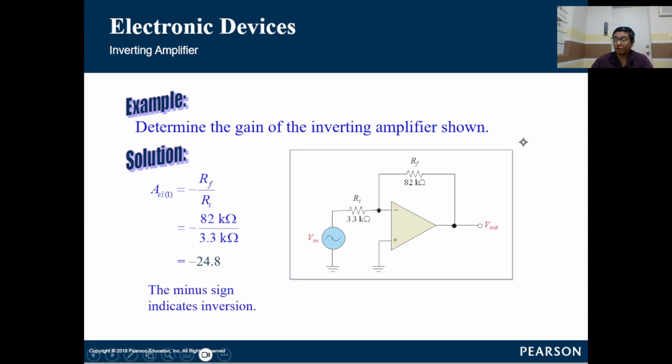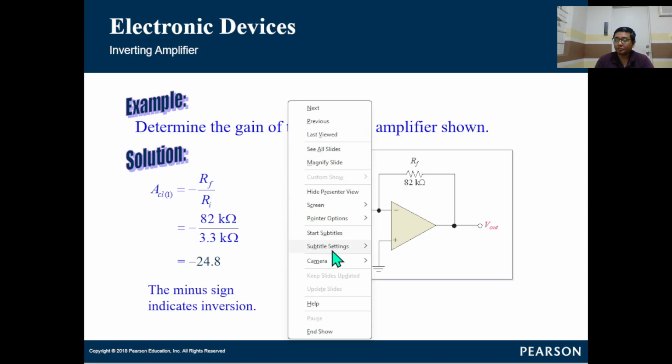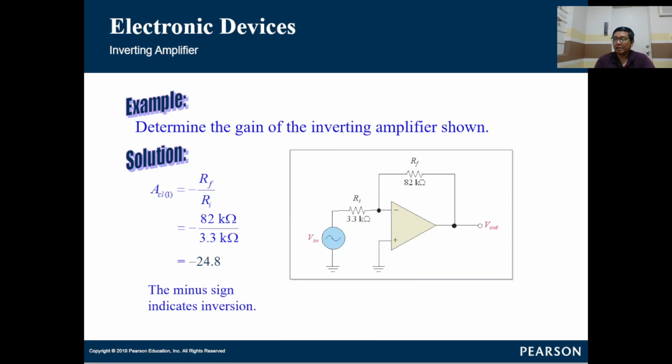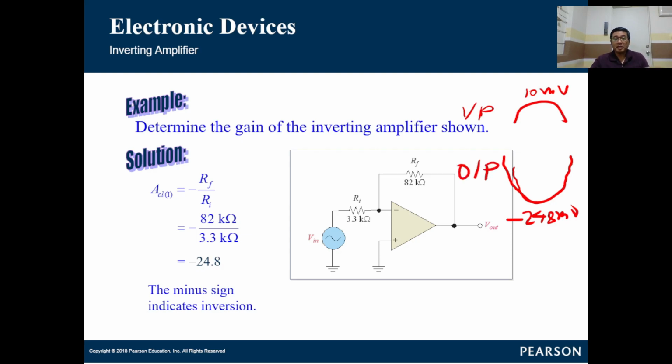inversion or phase shift. So if we have an input of, let's say, 10 millivolts for the positive half cycle, let's say the peak is 10 millivolts, the corresponding output is 248 millivolts, but inverted. So let's say this is negative 248 millivolts. This is your input, and this is your output. So it's being amplified, but it's being phase inverted.